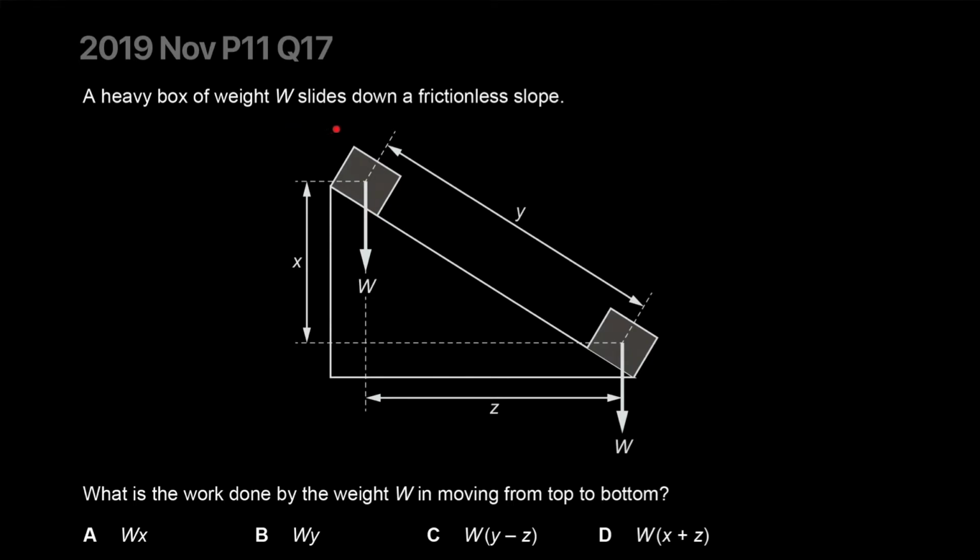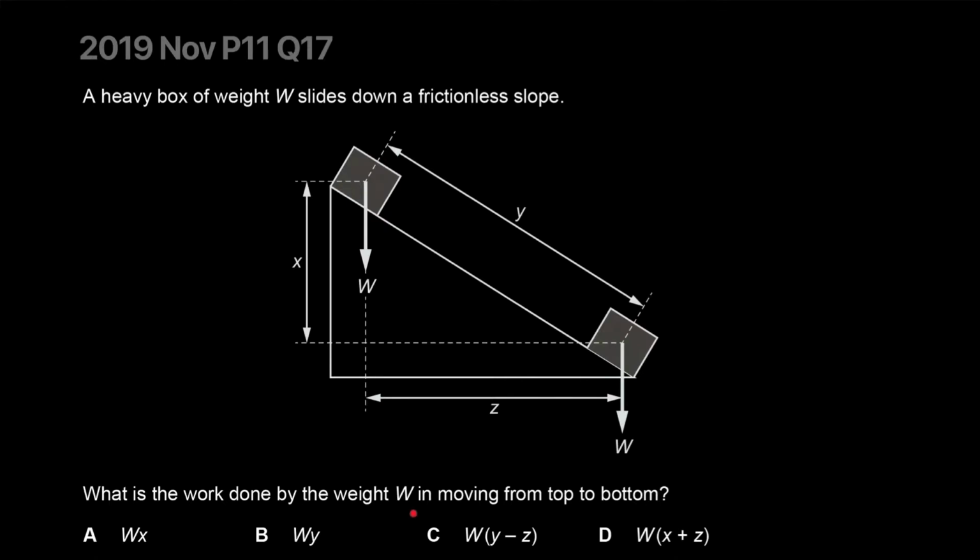A heavy box of weight W slides down a frictionless slope. It's going down. The loss in height is x. Frictionless, so no work is lost due to friction. It's all being converted, so the speed gained is all coming from the change in height, so potential energy.